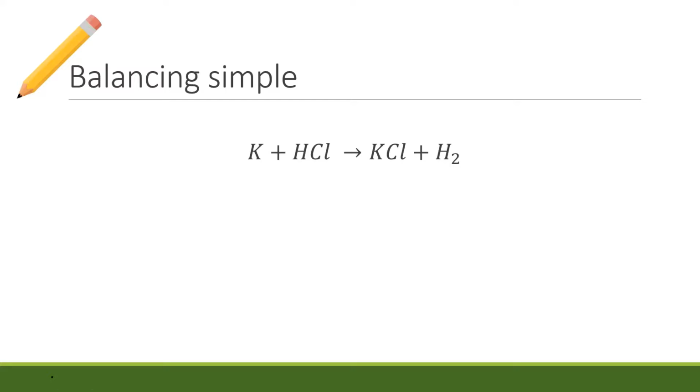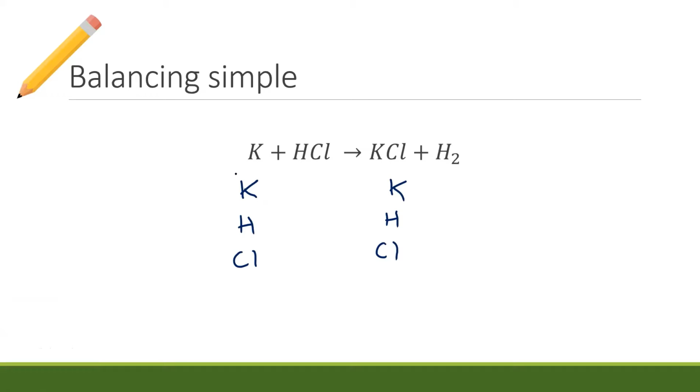The very first thing we're going to do is, K is potassium. I'm going to find out how many Ks, how many H's, how many Cls are on both sides of this equation. Okay, so let's do the first one.